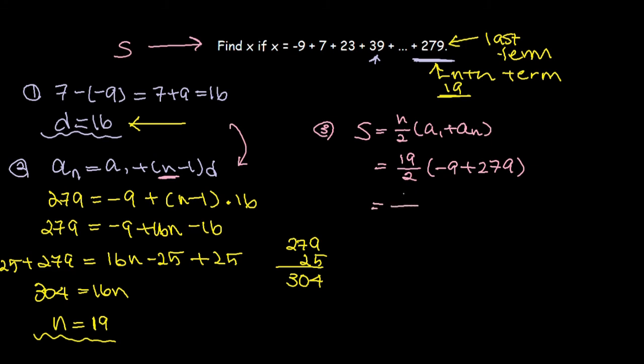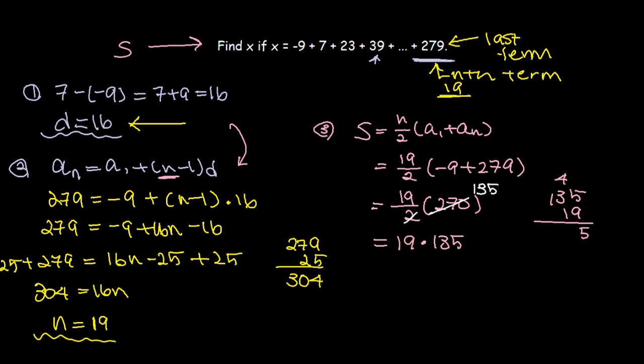So 19 over 2, what is this? 270. And then we can just cancel these two out. It's going to be 135. So we basically have to find 19 times 135. Let's go ahead and do that on the side. So 5, 4 goes up, 2, 3, 12, and then 135. So we'll get 2, 5, 7.